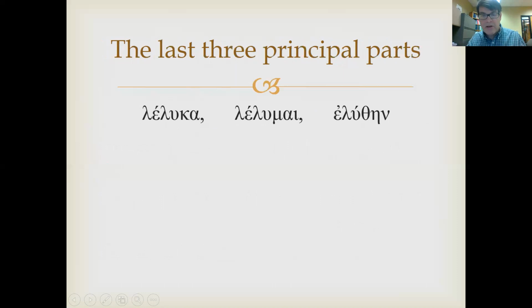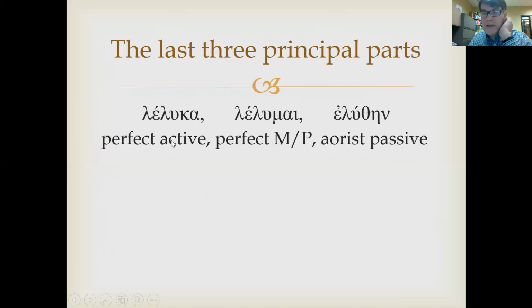Now, I got a little ahead of myself. What are these? So this is the perfect active. As I said in the previous slide, both of the perfects reduplicate themselves. So the first letter gets a little beside itself, and it puts an epsilon in the middle. So these are perfect forms. The perfect active not only reduplicates, but adds a kappa alpha to the end of the stem. The perfect middle or passive shoves the ending right onto the stem.